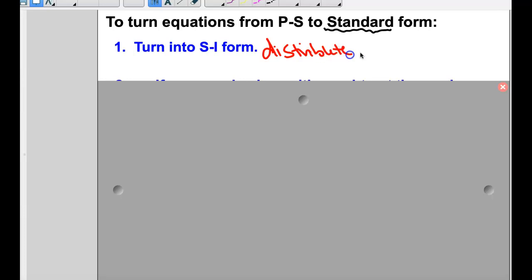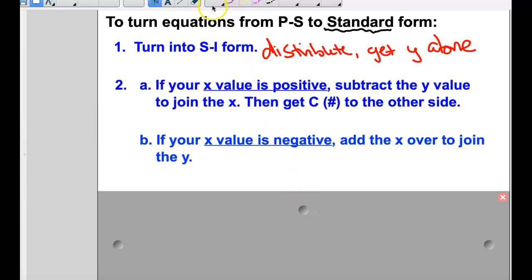And then after we distribute, we get our y alone. And I would say we're all doing a really good job with this part, going from point slope to slope intercept, because it is so common. It's this step 2 that's the harder part for kids to remember what to do. But if you follow this part, is your x positive or is your x negative, it doesn't become that difficult, right? If your x is positive, we first subtract the y. And then after we subtract the y, we get that plain number c on that opposite side.